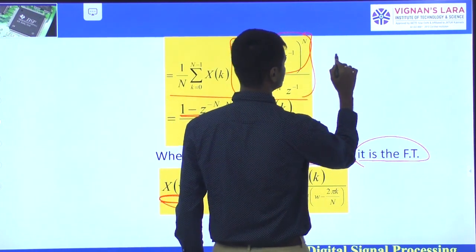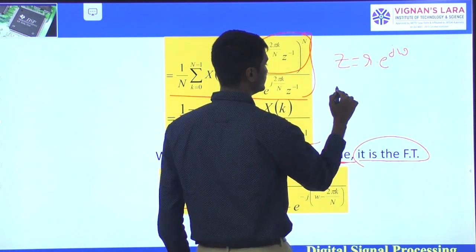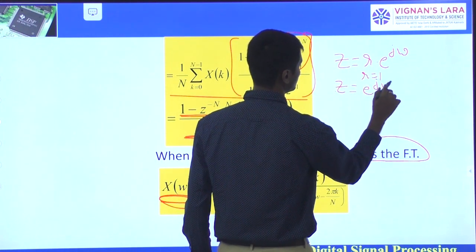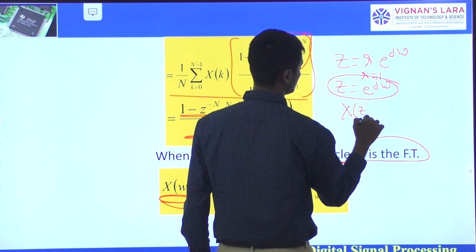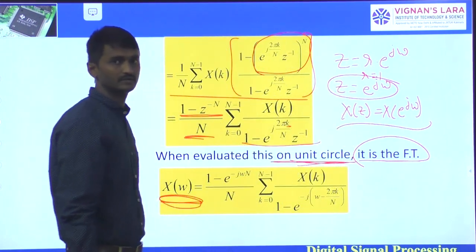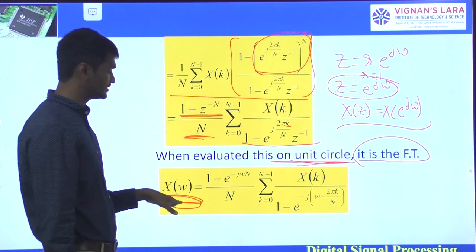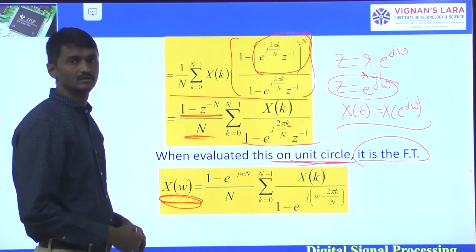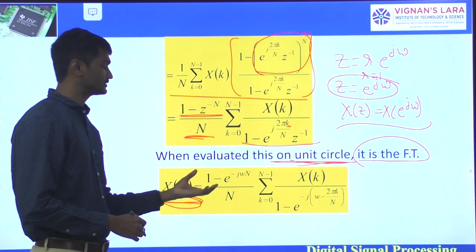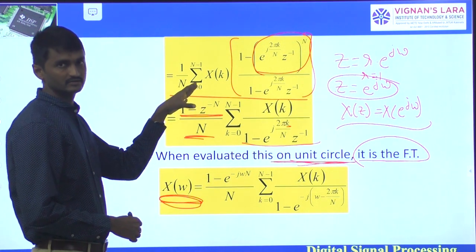We know for the Z transform, z is equal to r into e power j omega. It is a complex variable. If r equals 1, then z equals e power j omega. Then the Z transform and the Fourier transform are both equal at the unit circle. So this is the relation of the Z transform and the DFT. Similarly, the same relation holds between the DTFT and the DFT, because if you evaluate at the unit circle, then X of omega equals this one. So the relation between the DFT and the Z transform is a very important concept.